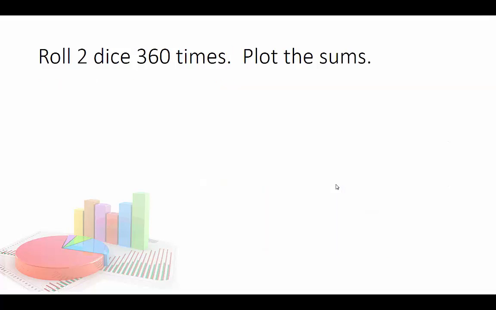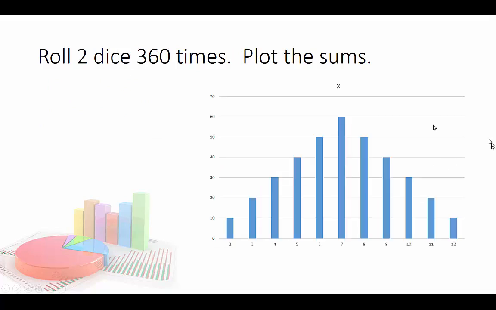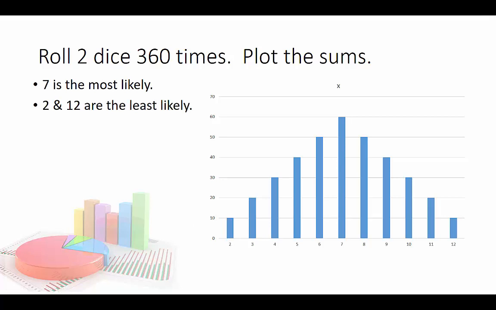You can roll 2 dice 360 times and plot the sums. And if you did a table showing the sums and the different ways to get from 2 to 12, you'd find out that 1/6 of the table will get you 7, so that would be 60. And then 5/36 would get you 6s, and only 1/36 would get you 2s. That's where you roll two 1s. So 7 is the most likely, and 2 and 12 are the least likely. This one doesn't really have a name.